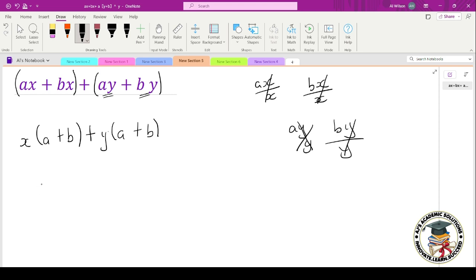Now, it's not finished here as yet. If you notice, our brackets look similar. Therefore, we're going to write the bracket one time, which is a plus b. And then in our second bracket, we're going to use what's outside. Here we have x, and here we have plus y. So we're going to have x plus y.